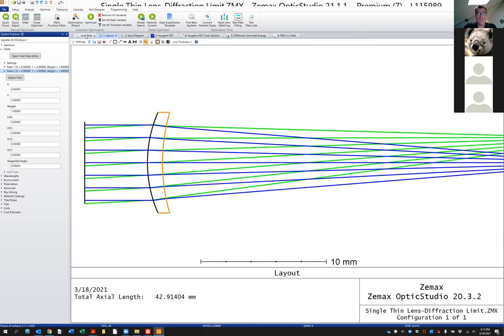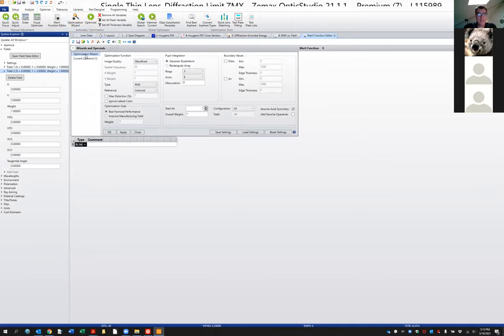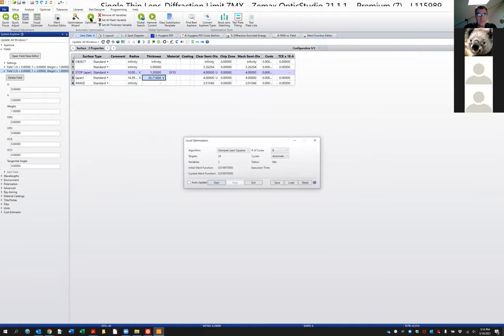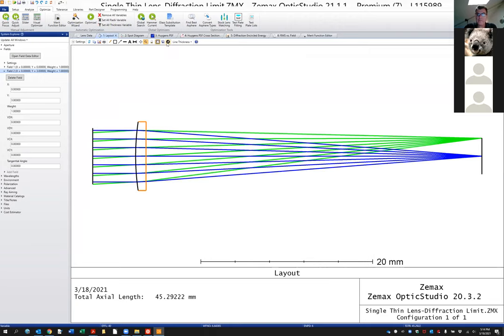Well, that means that the object lens distance will also depend on the shape. So we better make that a variable for Zemax to play with. All right, we'll make that a variable. And then we set up a merit function. Let's have it minimize RMS spot size, hit apply, close, and we have it run, and it comes up with a very different shape. And now we have a best form lens for an object at infinity and a focal length of 40 millimeters.